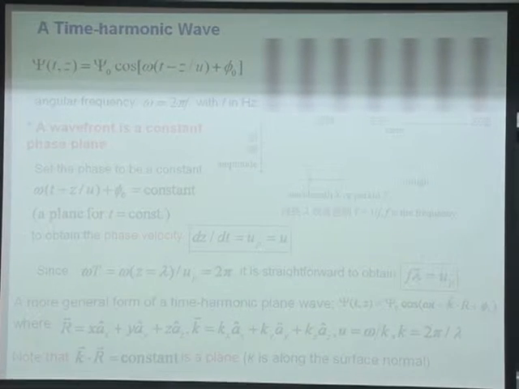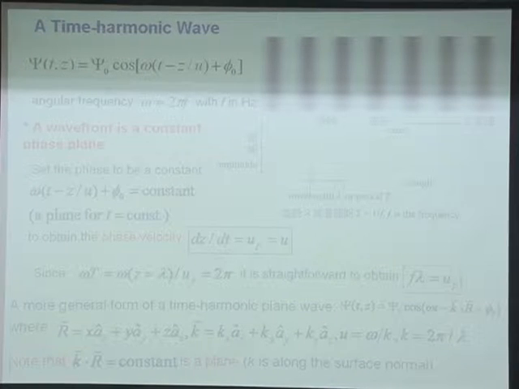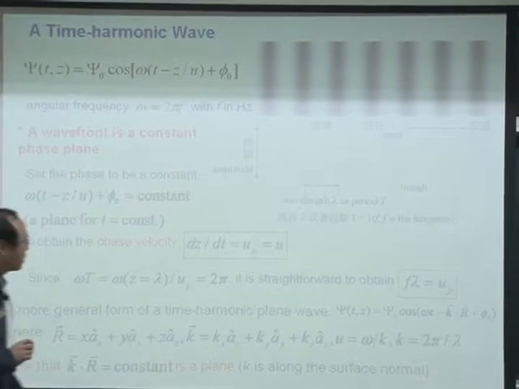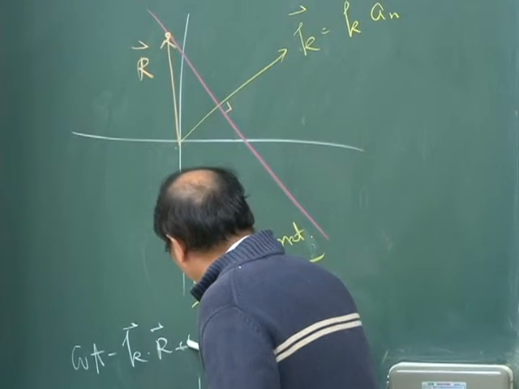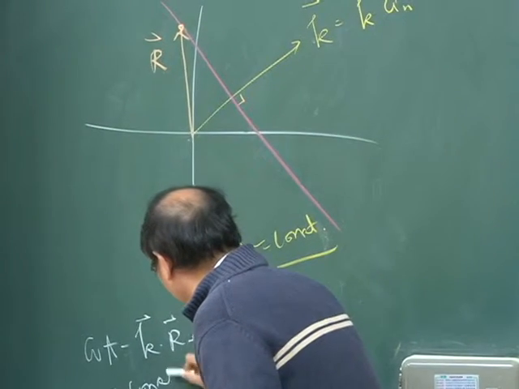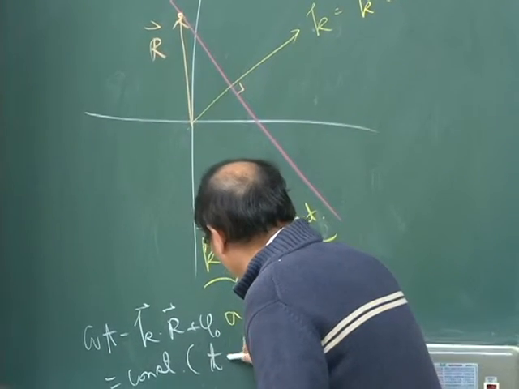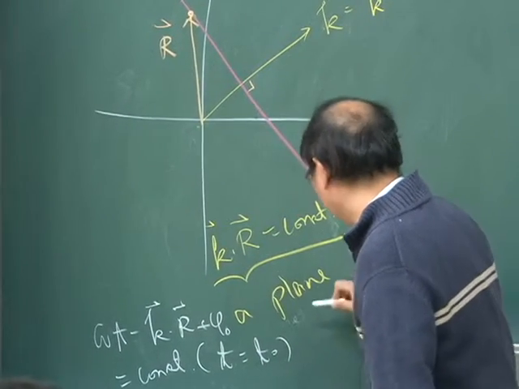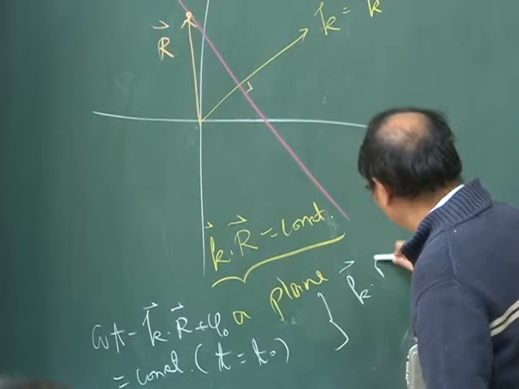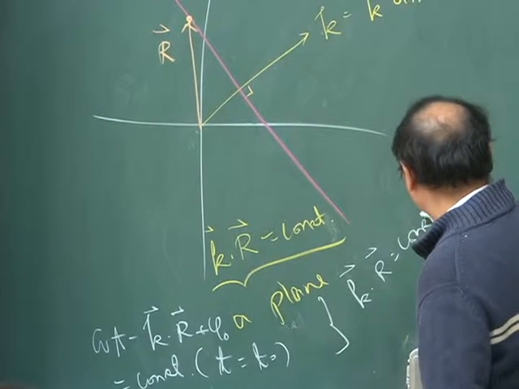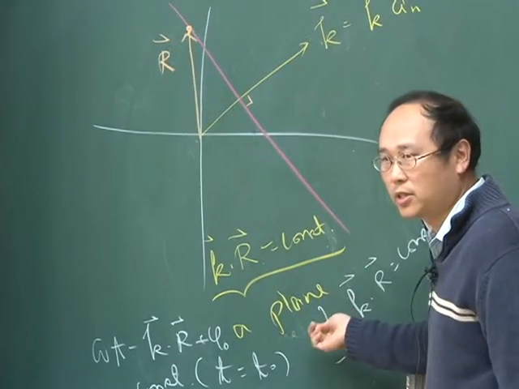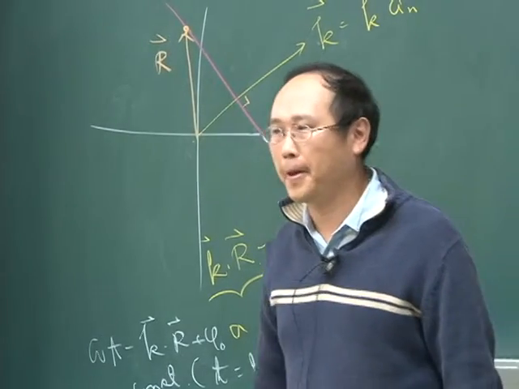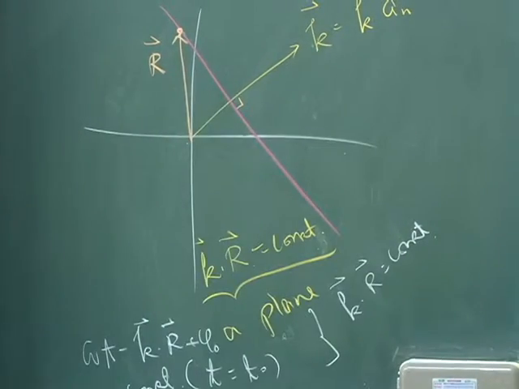Any questions? So the same, if you take the phase out, we have omega t minus k dot r plus phi 0 equal to a constant, and set t equal to some constant value. Then this means that your k dot r is a constant. And then you know k dot r from this geometry. K dot r is a constant, which means a plane. Okay. Understood, right? So this is a plane wave.